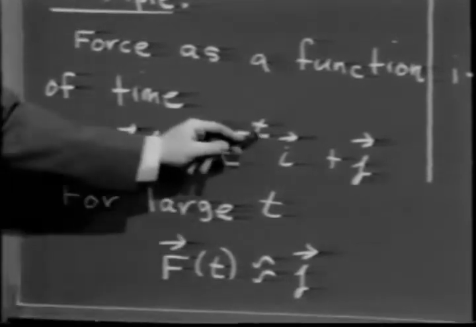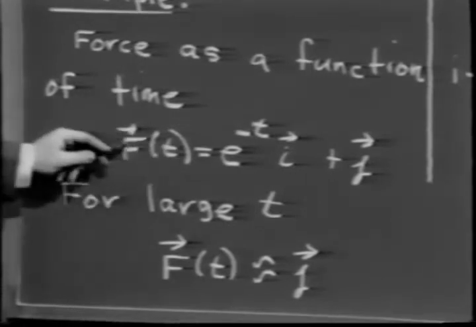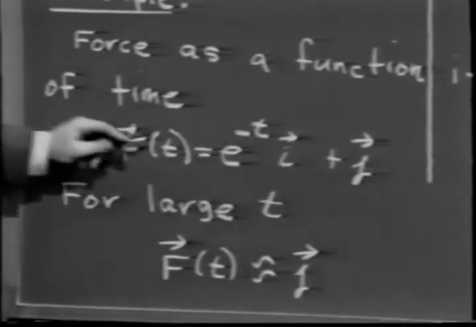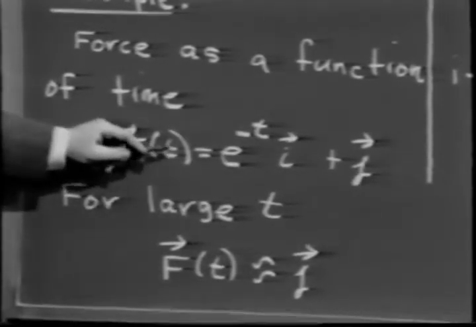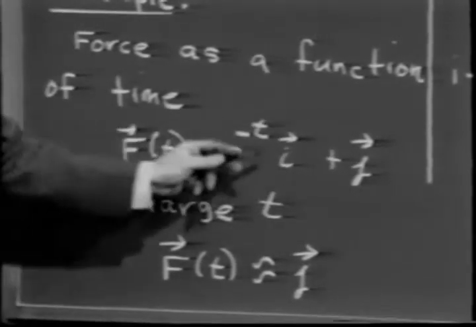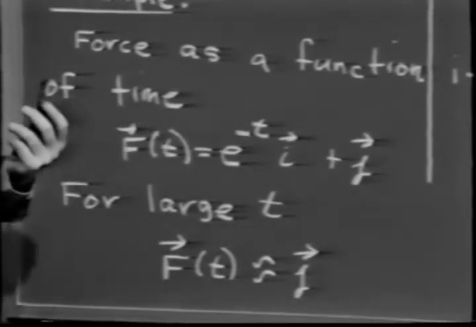For example, when t happens to be 0, what is the force? When t is 0, this would read what? The force is e to the minus 0 i plus j. That's the same as saying, since e to the minus 0 is 1, the force when the time is 0 is i plus j, which is a vector. You see, that vector changes as t changes, but t happens to be a scalar.